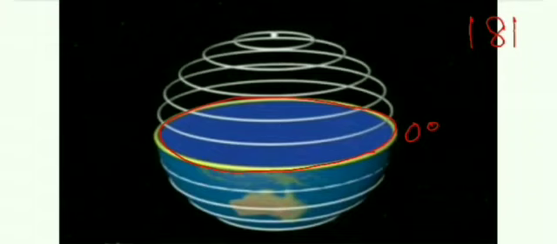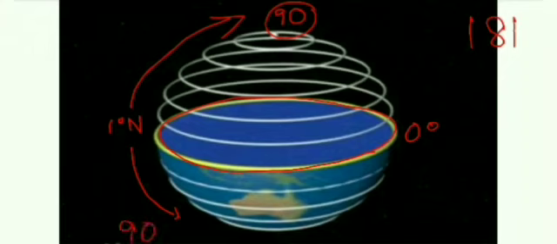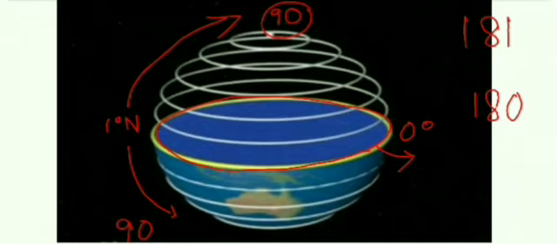This equator is the starting point of measuring the latitudes. So this will be 1 degree north, a little above the equator, and we found that there are total 90 latitudes in the northern hemisphere and also 90 latitudes in the southern hemisphere. So you must be thinking that it should be 180. But this equator is also a latitude.